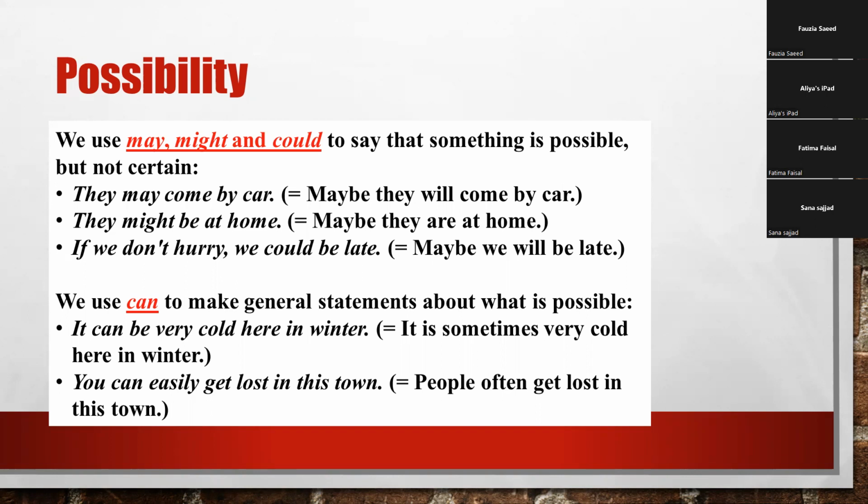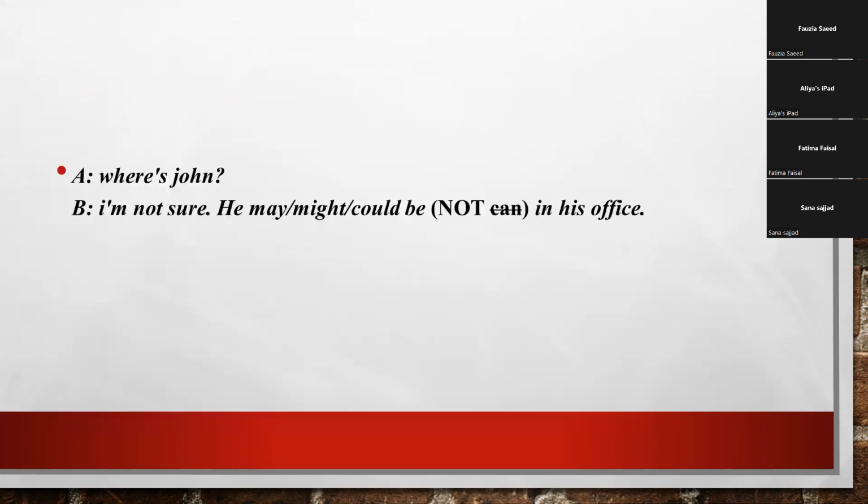We use can to make general statements about what is possible. It can be very cold here in winter. Now you are saying that it can be very cold here in winter. You can easily get lost in this town. If you are not aware of the locations of this town, you can easily get lost in this city. If someone is new to that town or city, you can say that you can easily get lost in this town, so be careful. So it is a possibility.